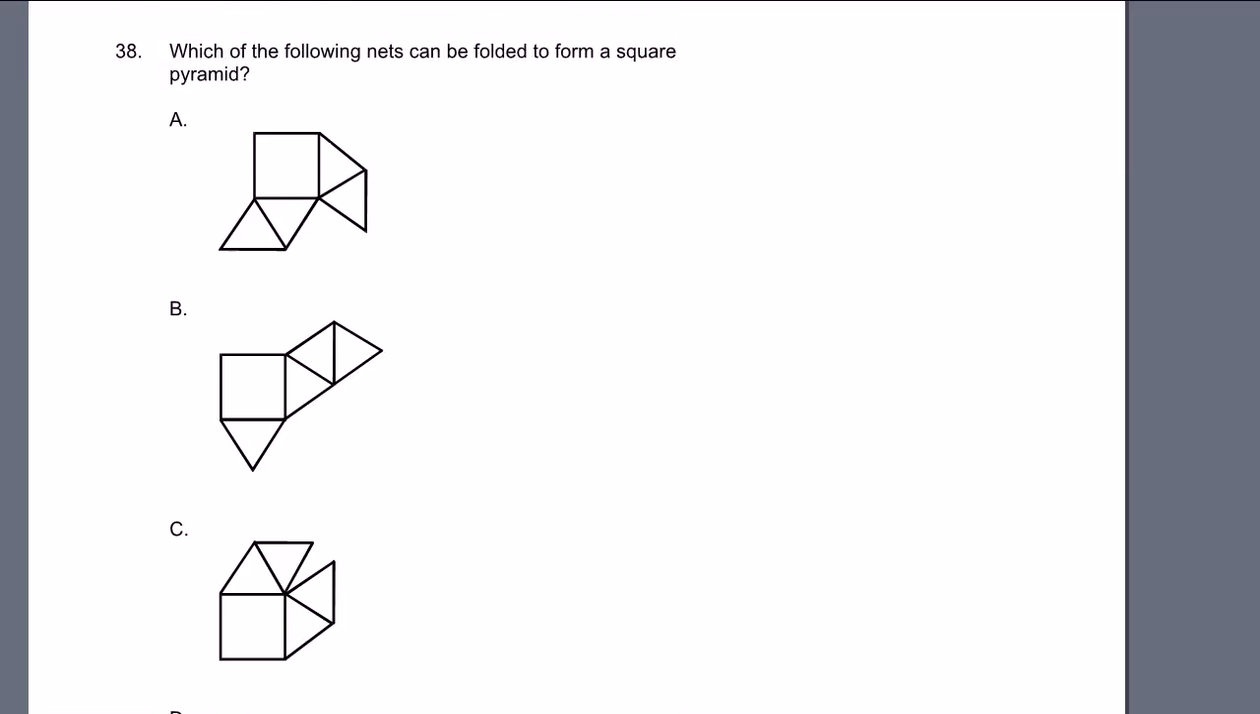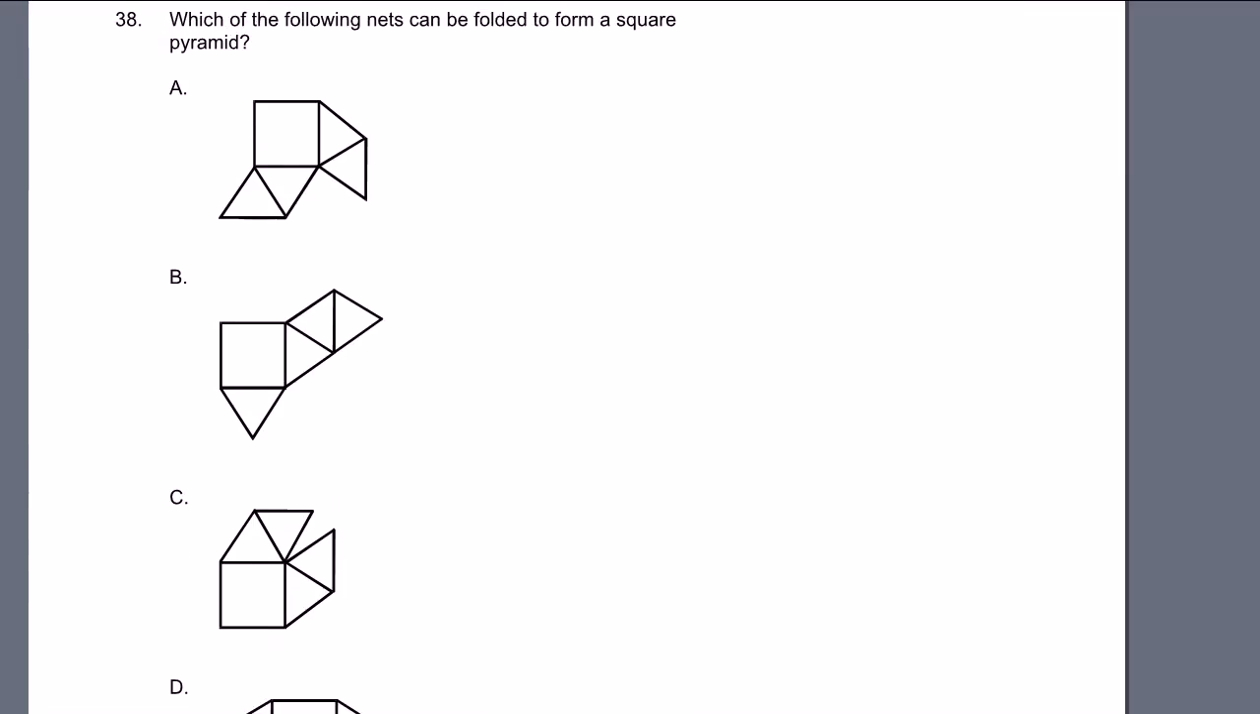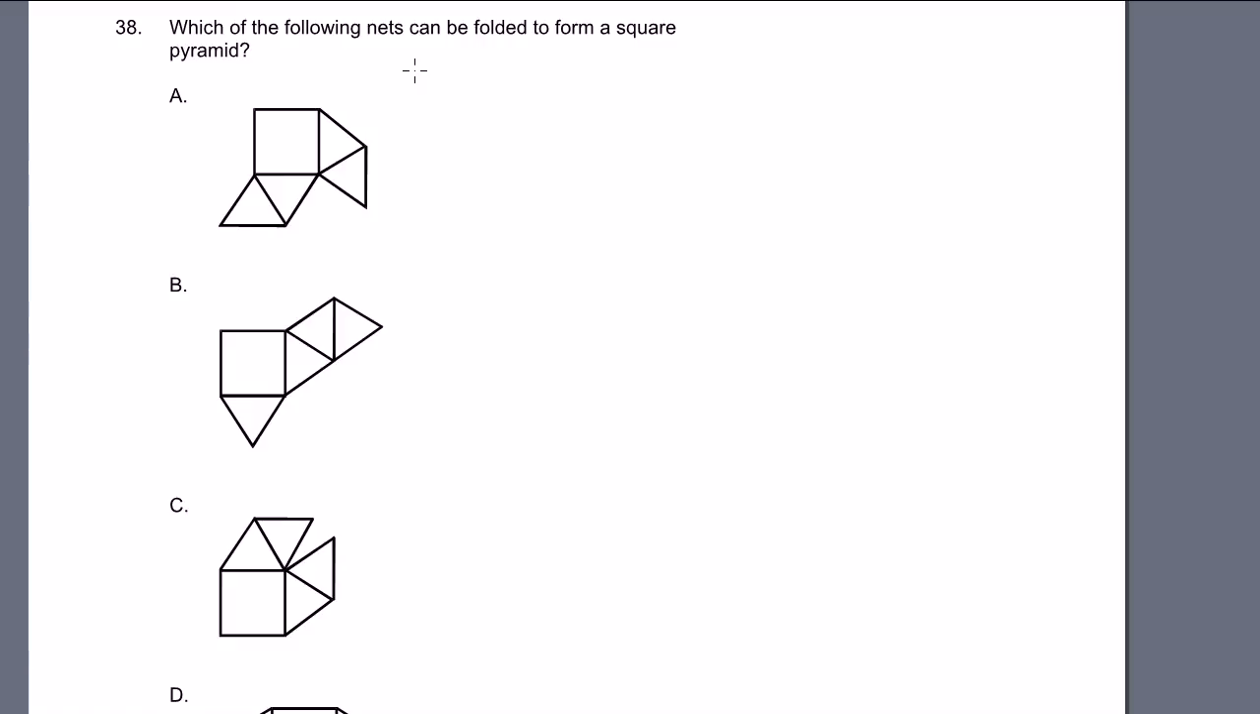Next question. Problem 38. Which of the following nets can be folded to form a square pyramid? So they're giving us some visualization problems. A square pyramid is just a pyramid that has a square as its base, like the pyramids in Egypt. So that's the square base.